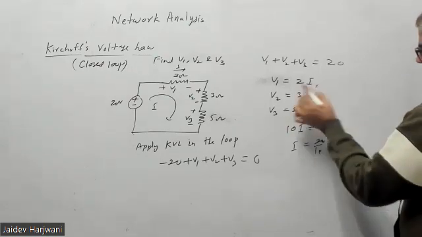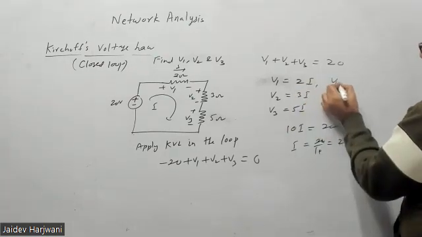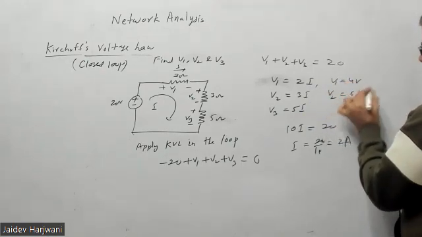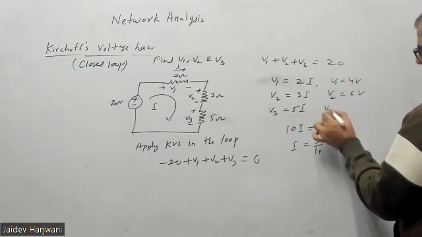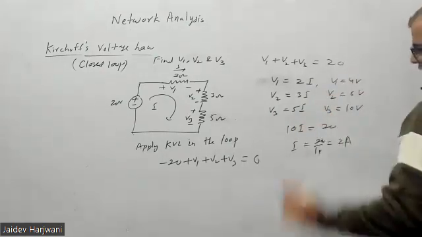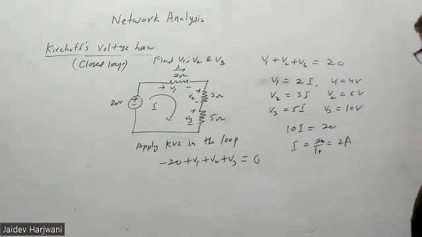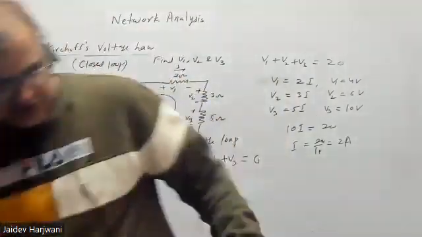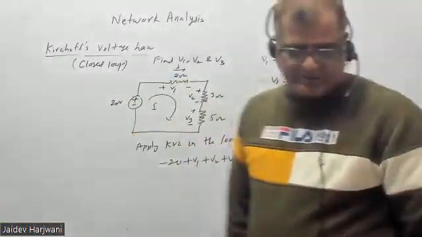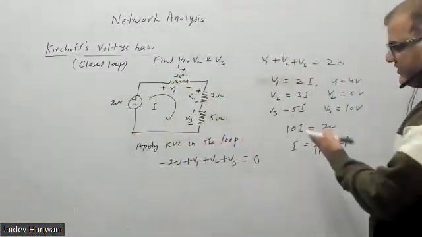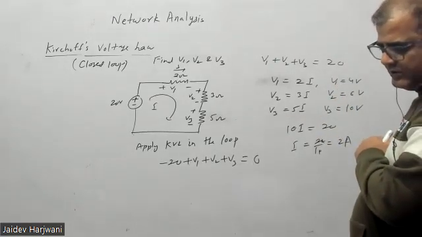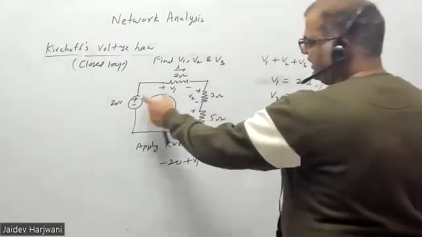Once you know I is 2 ampere, V1 will be 4 volt, V2 will be 6 volt, and V3 will be 10 volt. You can easily find them. So this is a single loop equation. There can be more than one loop also. Up to here it is very simple. Everything is clear to you now? Yes, sir, clear. So this is a voltage and this is the voltage drop.